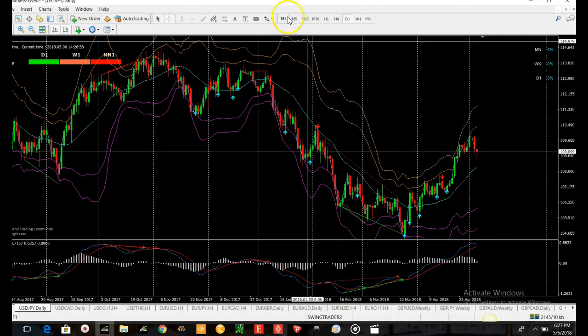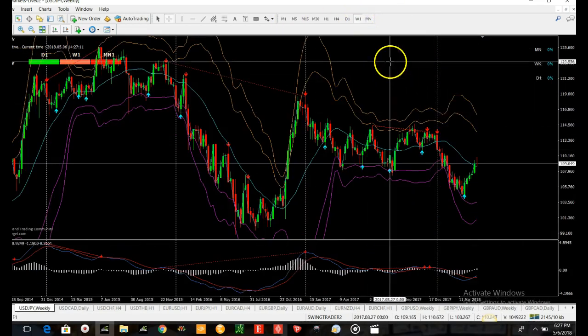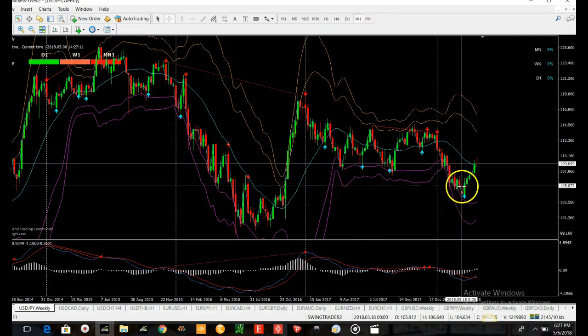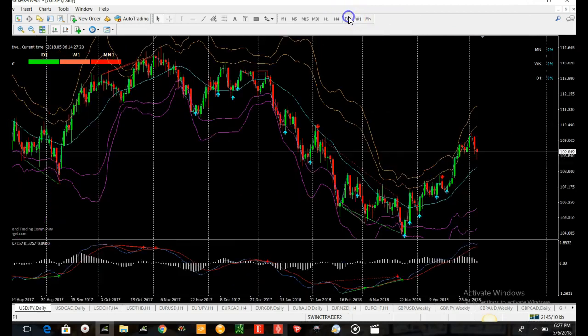But based on the monthly here, we could be looking for areas to get back in and buy this. See a weekly area, weekly zone here. We actually got a weekly signal and a monthly signal last month, and a daily buy signal two weeks ago. So looking for areas to get back in on the USD JPY to take it higher.